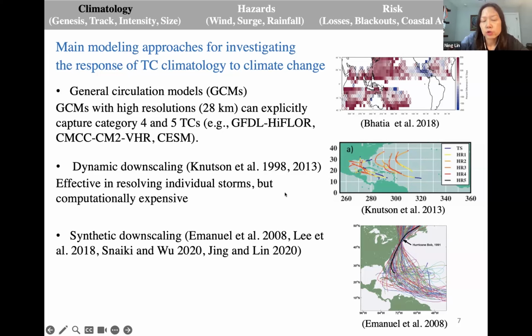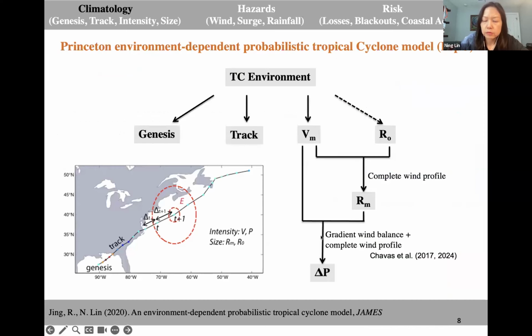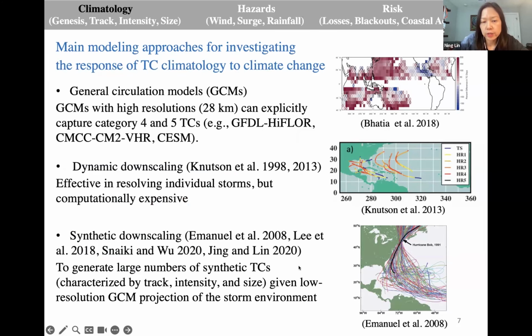But again, this is computationally even more expensive to downscale each individual storm. The method we use in risk analysis is often called synthetic downscaling, where we generate very large numbers of so-called synthetic storms given the low resolution GCM projection of the storm environment. That helps us efficiently generate various storms characterized by track, intensity, and size to perform risk analysis. So this would be the method I'm talking about now.